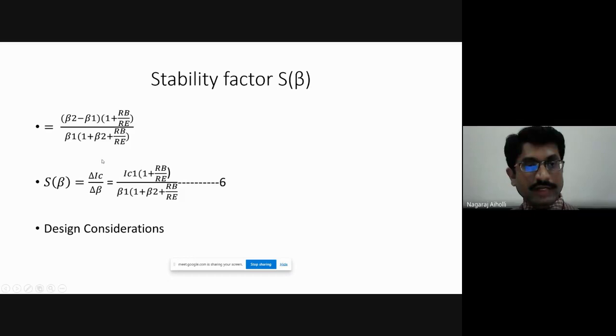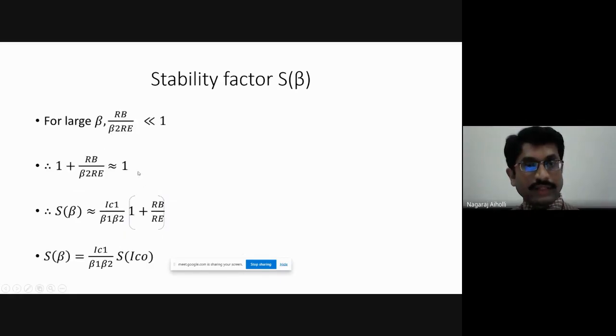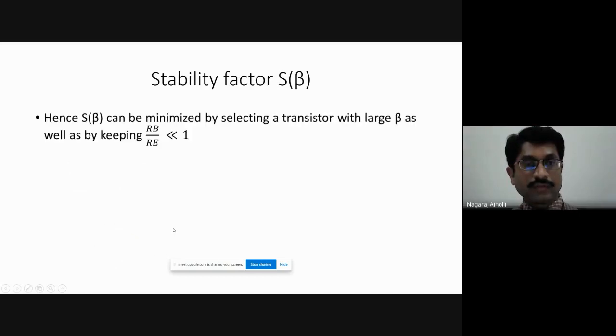So delta IC by IC1: IC1 will come to the numerator, and delta beta, which is in the numerator, will come to the denominator. So we got the equation for S of beta as delta IC by delta beta is equal to IC1 into 1 plus RB by Re, the whole divided by beta 1 into 1 plus beta 2 plus RB by Re. Then, as a design consideration, we take 1 plus beta 2 as approximately equal to beta 2 and simplified. Then we got the final equation: S of beta is equal to IC1 by beta 1 into beta 2 into S of ICU.